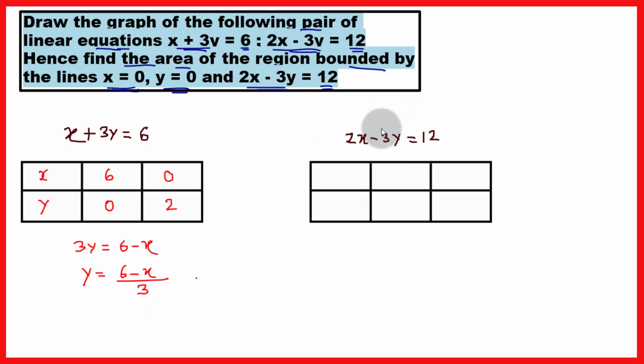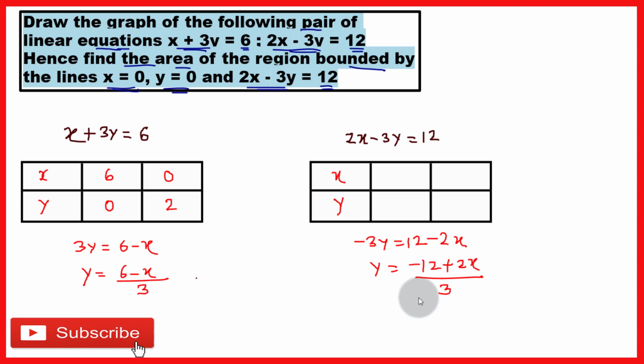Now similarly for this equation we will find the x and y coordinates. First we will have to write this equation as y in terms of x. So it will be minus 3y is equal to 12. Take 2x to the other side, so it will be minus 2x. Then take 3 to the other side, so it will be y, and since this is a negative sign, all the signs will change, so it will be (minus 12 plus 2x) upon 3.